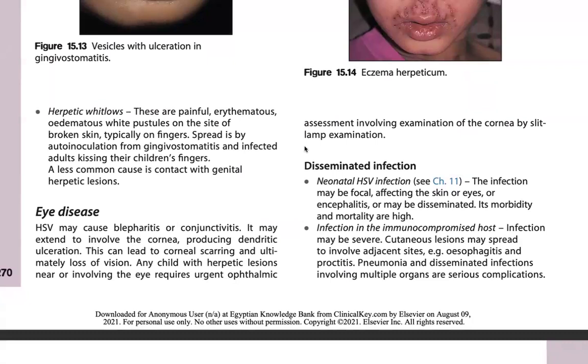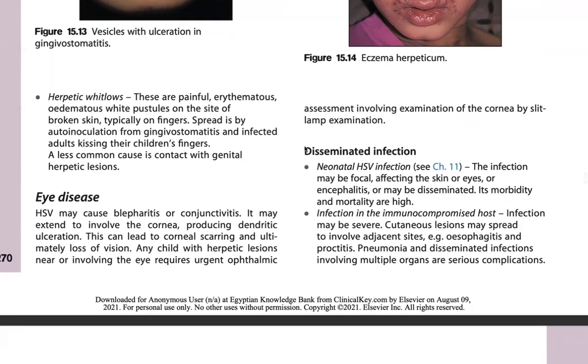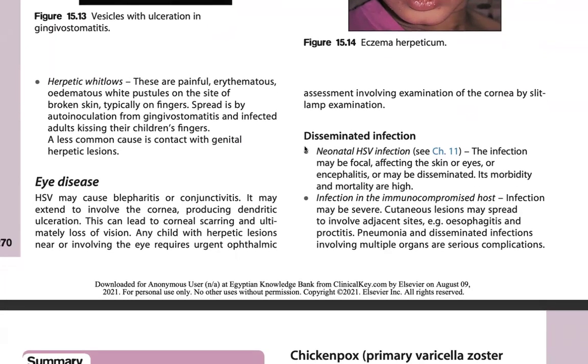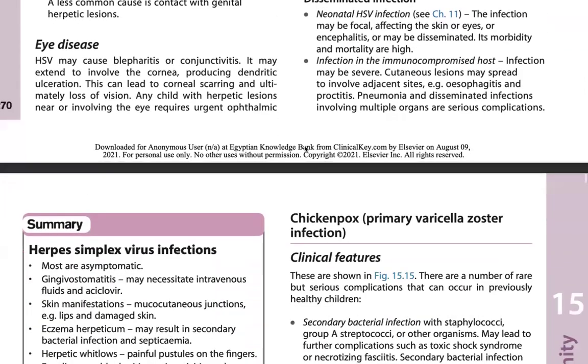Disseminated infection, neonatal HSV infection. Infection may be focal, affecting the skin or eyes, or encephalitis, or may be disseminated. Its morbidity and mortality are high. Infection in the immunocompromised host may be severe. Cutaneous lesions may spread to involve adjacent sites, with esophagitis and proctitis. Pneumonia and disseminated infections involving multiple organs are serious complications.